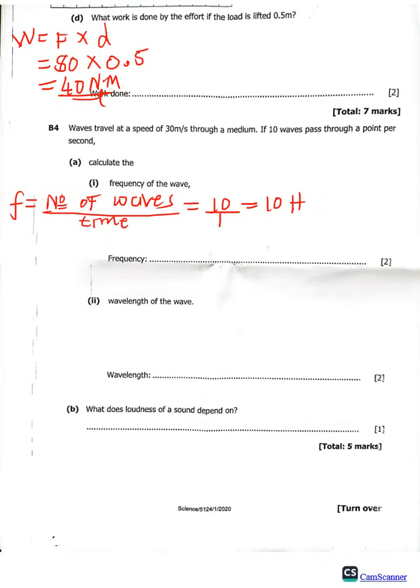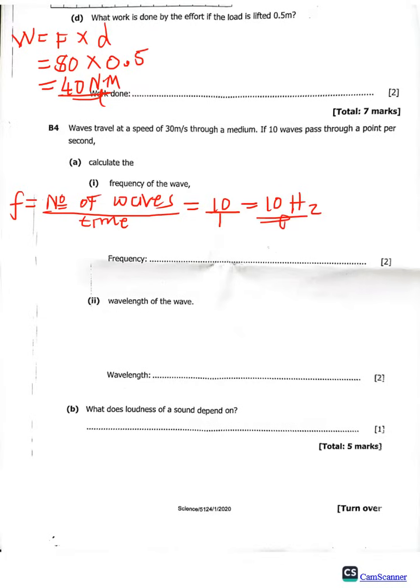Now if we want, we can use the formula where frequency is equal to number of waves divided by time. So the number of waves, we have 10 waves divided by 1, which is per second. 1 into 10, so it's 10 hertz. So this is the number of waves that were produced per second.